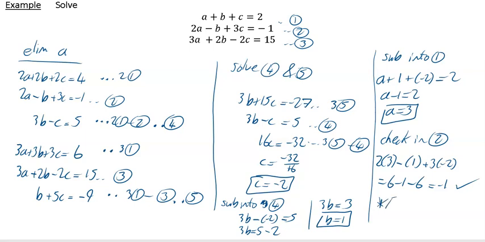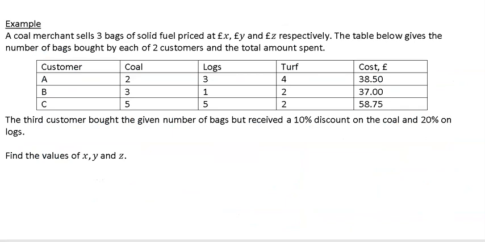Okay, you are now ready to do, from your Algebra and Equations worksheet, exercise 3a, and the odds would be in this example. It says a coal merchant sells 3 bags of solid fuel priced at X pounds, Y pounds, and Z pounds respectively. A table below gives a number of bags of coal bought by 2 customers and the total amount spent. So you've got the table, and then it says a third customer bought the given number of bags but received a 10% discount on the coal and 20% on the logs. So A and B are charged at the same price, but C is getting charged a different price. Find the values of X, Y, and Z.